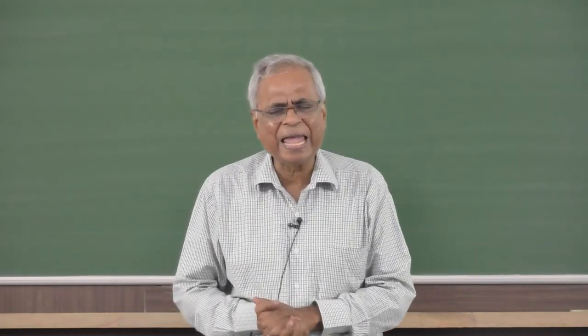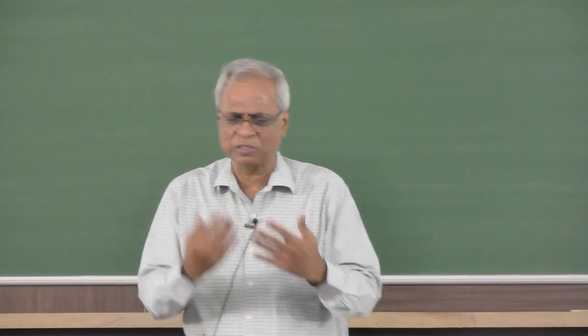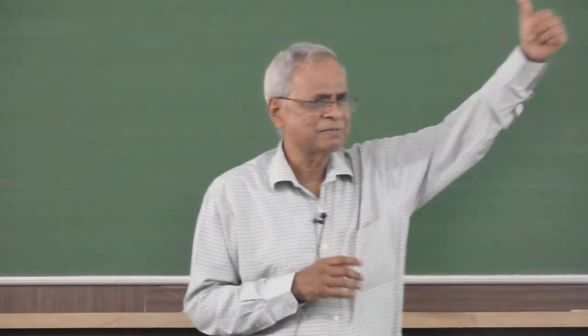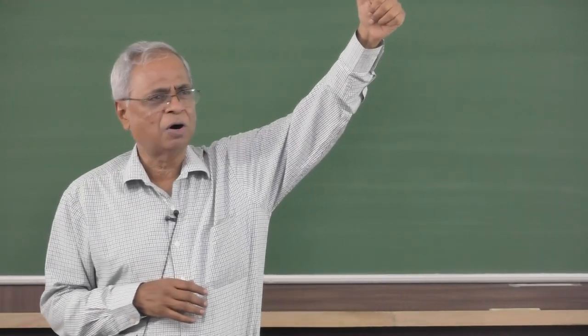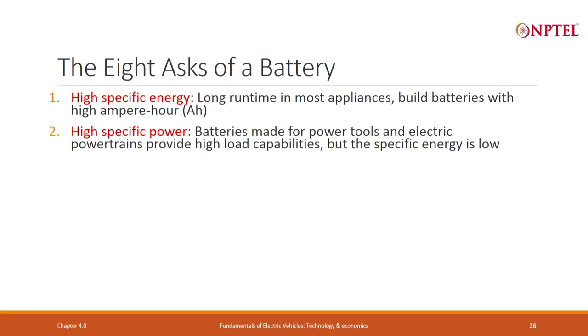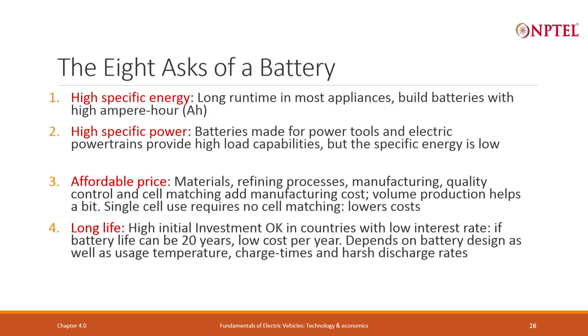So, what are the 8 R's of a battery? First, as I talked to you, high specific energy or gravimetric energy density. Number 2, high specific power. Can I run at 2C, 2.5 C, 3 C at times, discharge at least, even charge at times. So, specific power, specific energy. Affordable price, very important, very important.